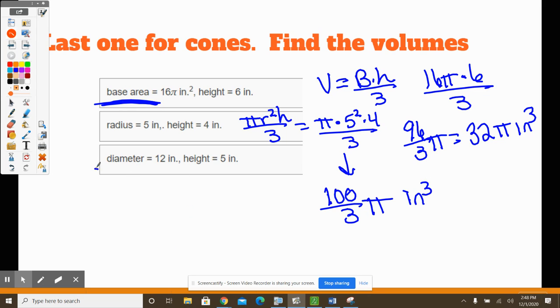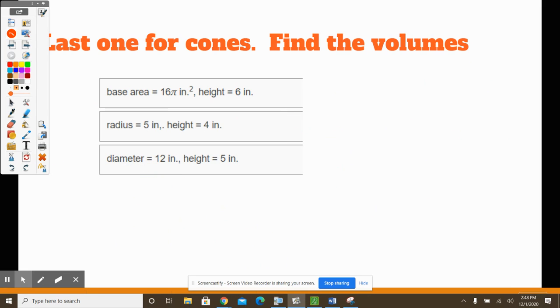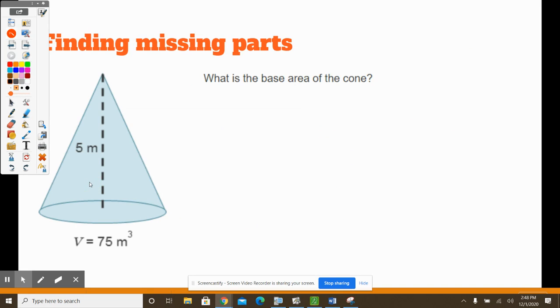And on this last one, they tell me the diameter, but I don't need the diameter. I need the radius. So find that radius first, and the radius is half of that, which is 6. So now I can do pi r squared h divided by 3. Pi times 6 squared times 5 divided by 3. 36 times 5 divided by 3. That gives you 60 pi inches cubed. So lots of different ways to look at that. You can type them in, and we used pi today, but you can also use the 3.14 for some decimals.